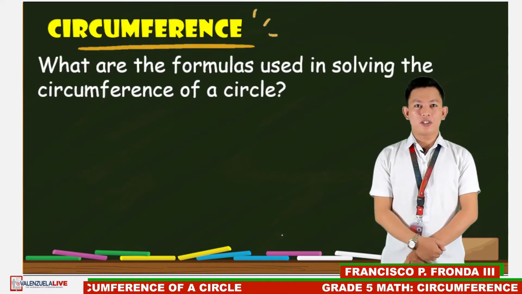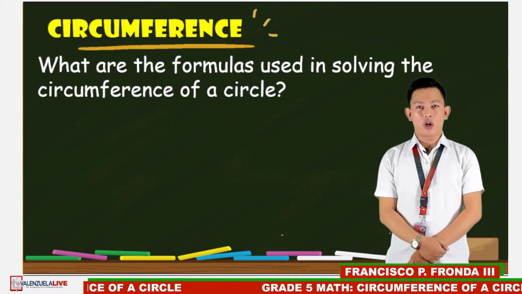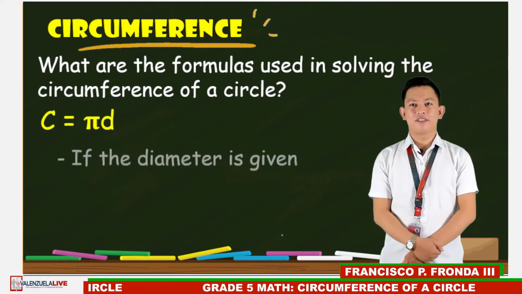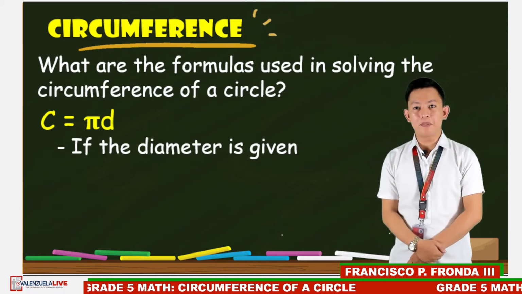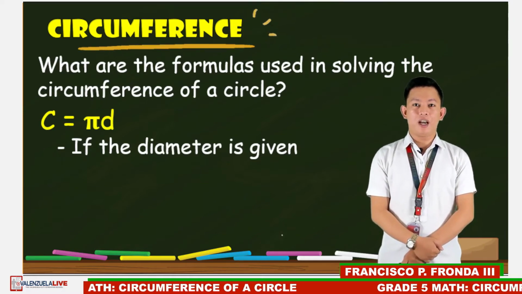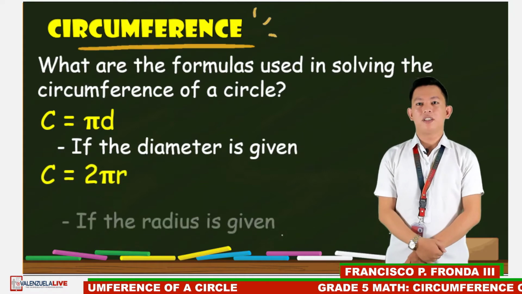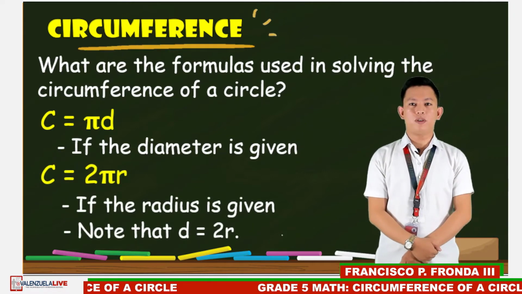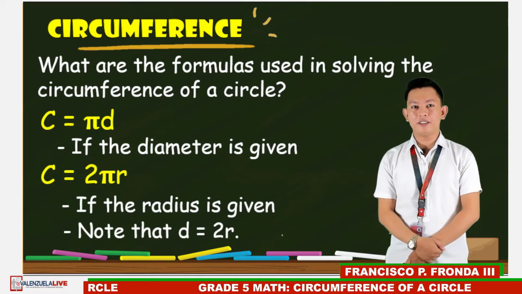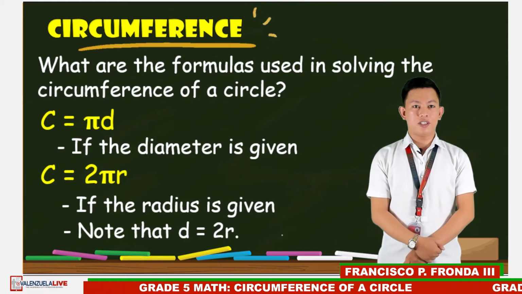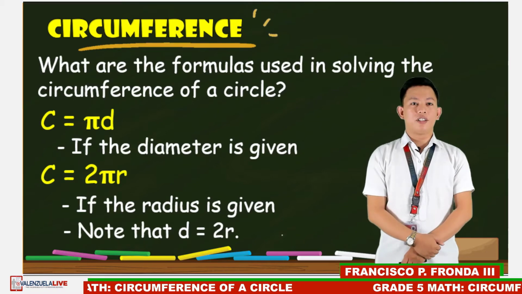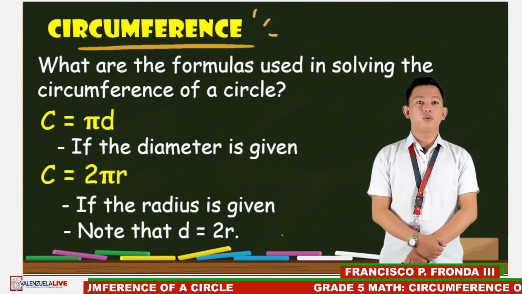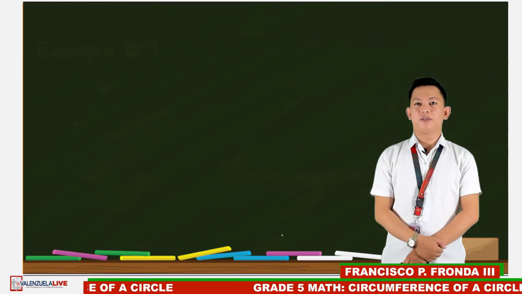What are the formulas used in solving the circumference of the circle? So we have C is equal to pi multiplied by D if the diameter is given. Then we have C is equal to 2 times pi times R if the radius is given. Take note, grade 5 learners, that the diameter is equal to 2 radius.